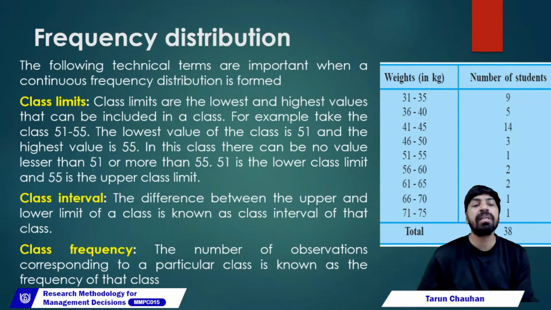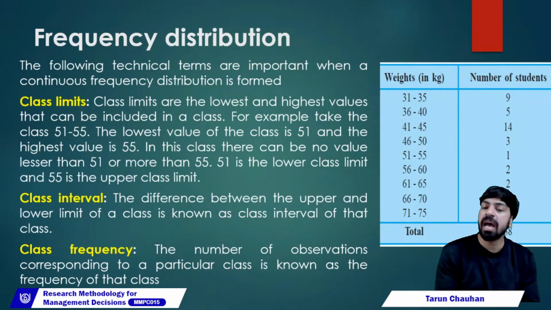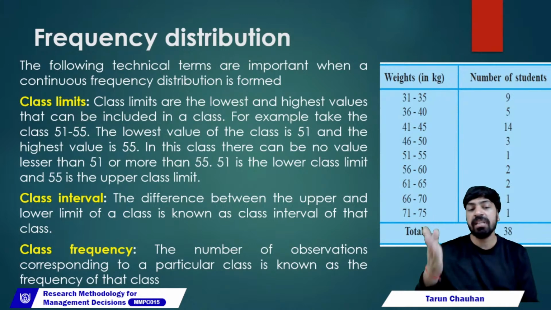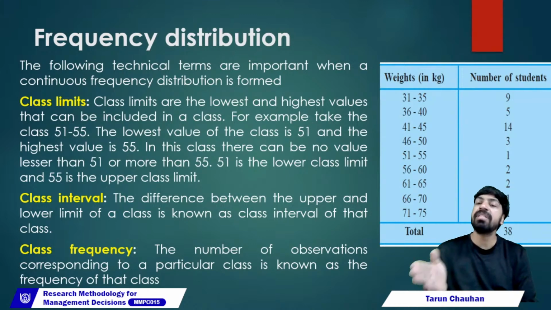Let's talk about the class frequency. The number of observations corresponding to a particular class is called the frequency of that class. So the class frequency is the number of students with their respective weights. That's called the class frequency.